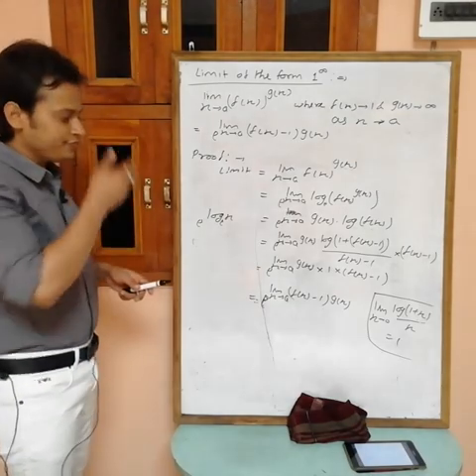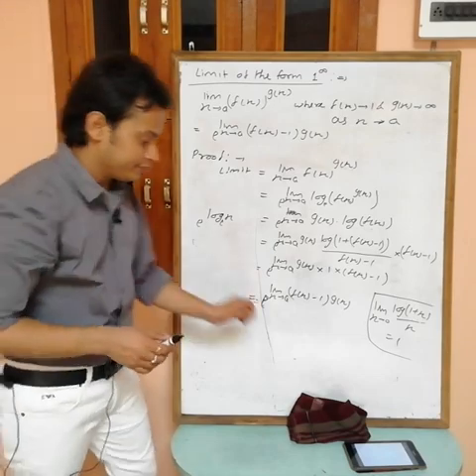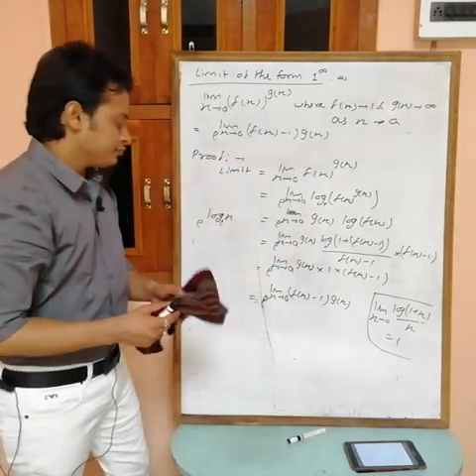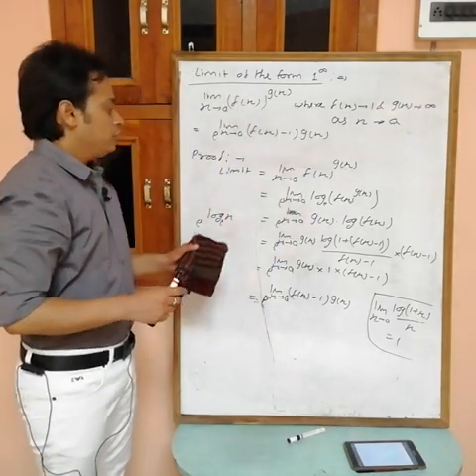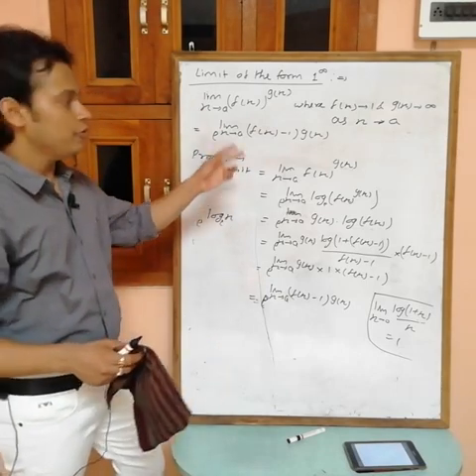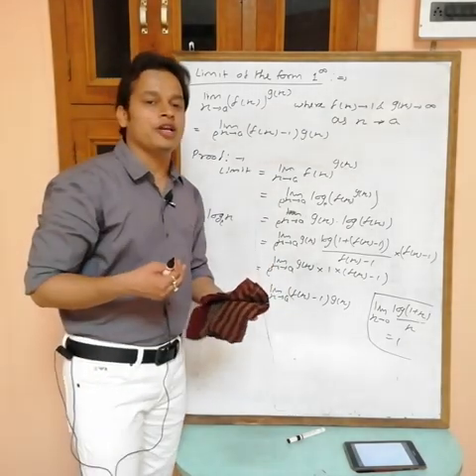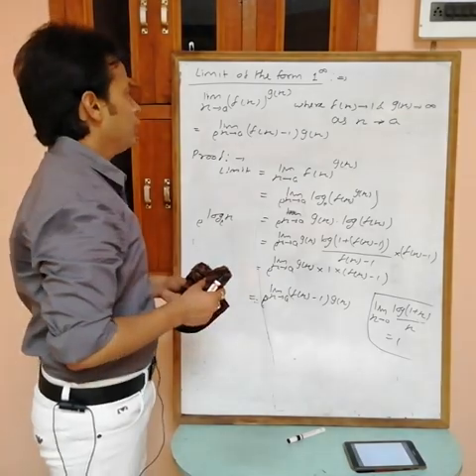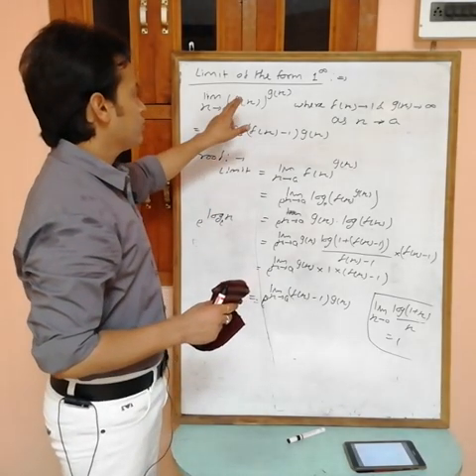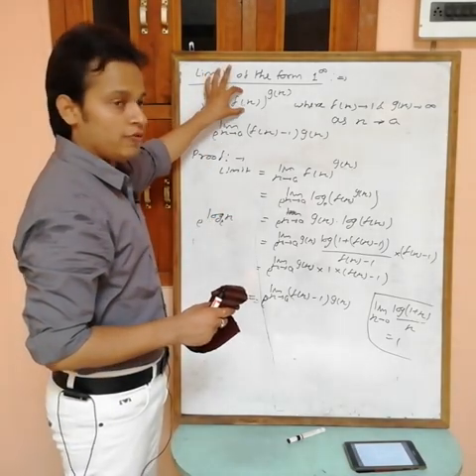Okay, write down. So the formula is: if you have the 1 power infinity form f(x) power g(x), then the formula is e power limit x tending to a of (f(x) minus 1) into g(x). Also remember one thing: this function f(x) power g(x) is defined only if f(x) is always positive.